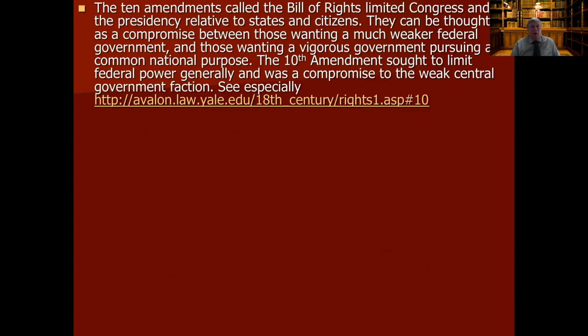The 10 amendments that we call the Bill of Rights limited Congress and the president relative to the states. So when we think of presidential power in this context, the 10 amendments are limits on presidential power. The amendments can be thought of as a compromise between those wanting a much weaker federal government and those wanting a vigorous government pursuing a common national purpose. The 10th Amendment sought to limit federal power generally and was a compromise to the weak central government faction. And for a discussion of that, you can go to the hot link that I've got shown here.